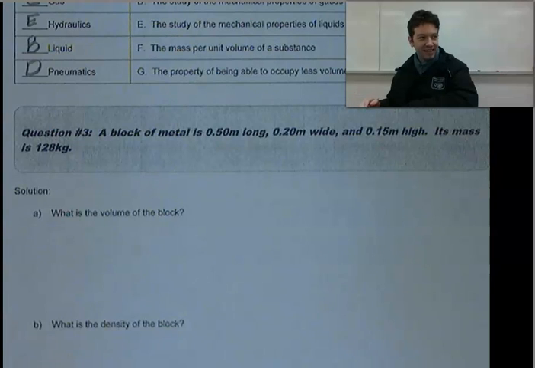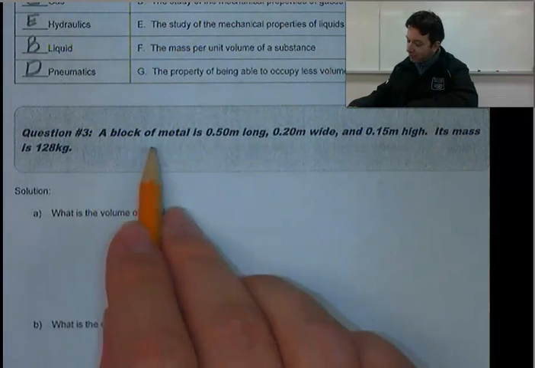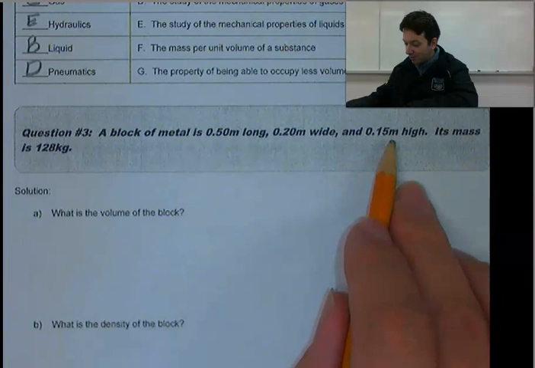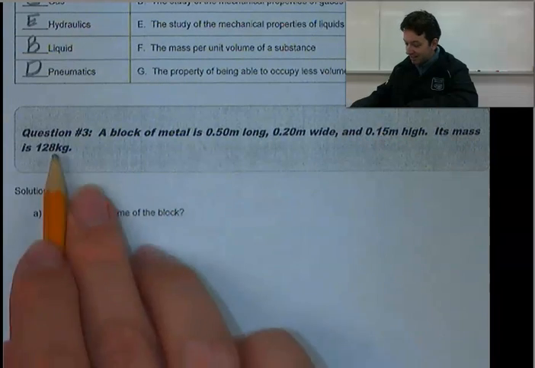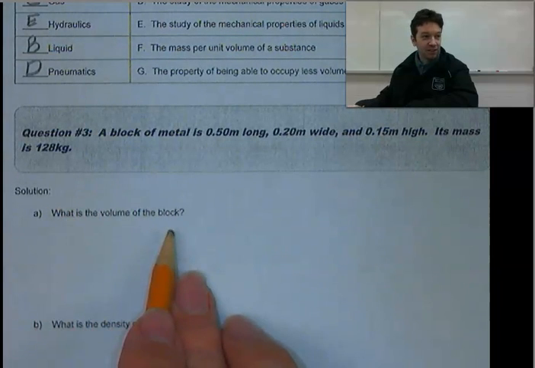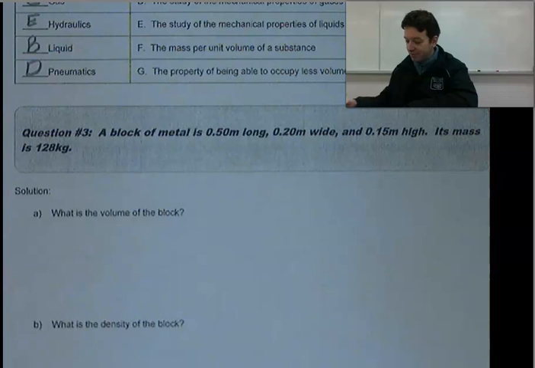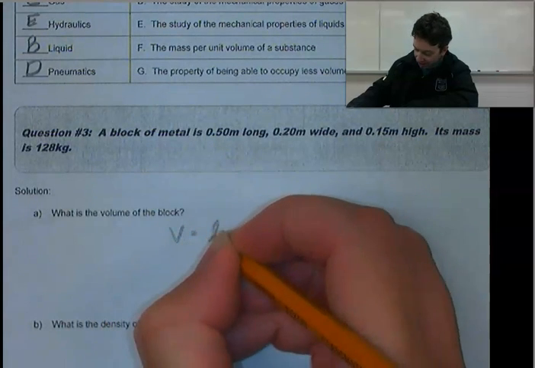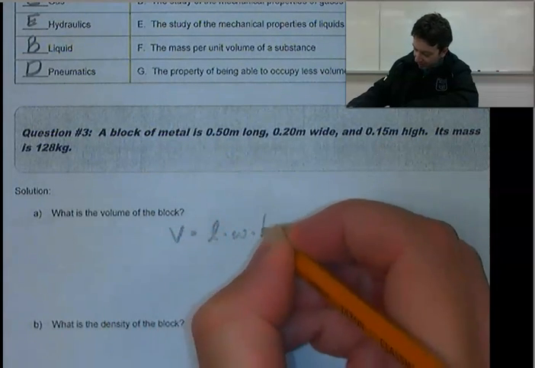All right, for our last example, again, this is a density problem, but it's a little bit more tricky. It's not as straightforward as question 1. So here we have a block of metal. It's 0.5 meters long, 0.2 meters wide, and 0.15 meters high. And then it tells us its mass. First, we need to figure out the volume. Now, if you remember to find a volume of something like this, like a block of something, which is a rectangular prism, you have to do length times width times height.